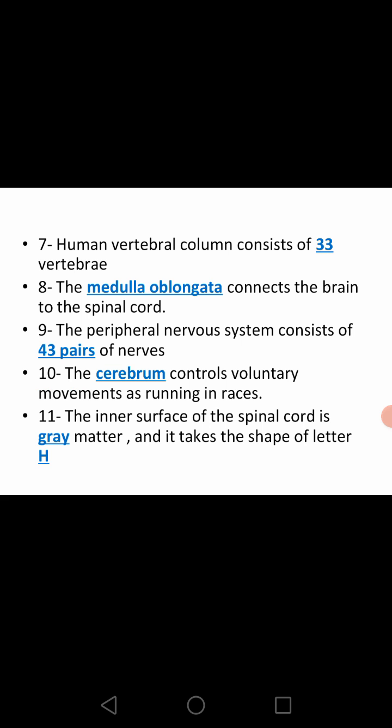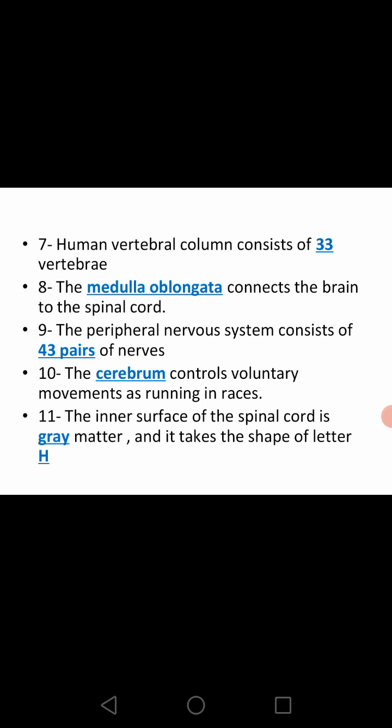Number 7. The human vertebral column consists of how many vertebrae? Excellent, 33 vertebrae. Number 8. Connects the brain to the spinal cord. Which part of the brain connects it with the spinal cord? Excellent, medulla oblongata.